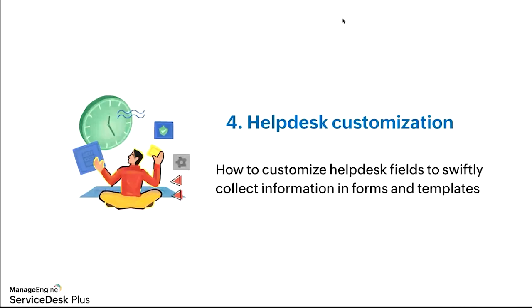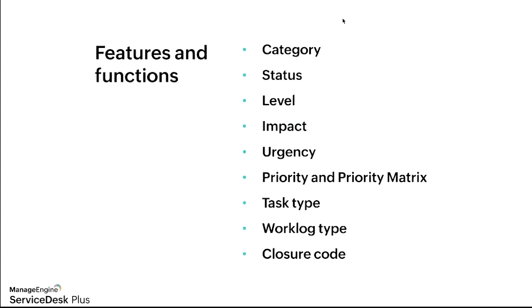Let's summarize what we have gone through in the help desk customization so far. We were able to create the categorization in terms of category, subcategory, and item. We were able to define the status values for your instances, and we saw how to create an in progress and completed transition. You were able to define the different types of levels. And using impact, urgency, and priority, we were able to create a priority matrix to automatically set the priority value. And then you are able to create the different types of tasks, work log, and the closure code that you will be using in the instance.